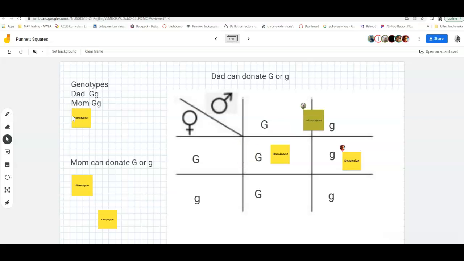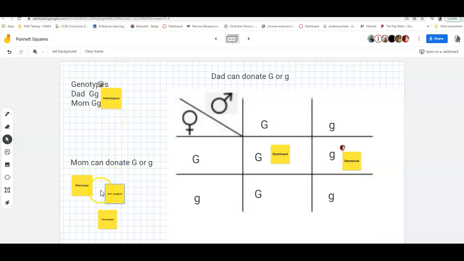So you got to find pairs of letters. You want to put this one right over there. Because these are two different letters, right? This is heterozygous because you have a capital and a lowercase.